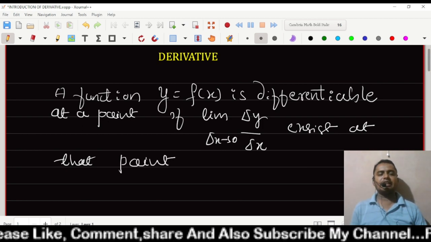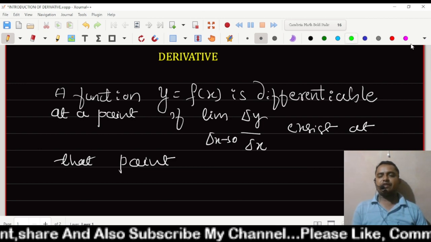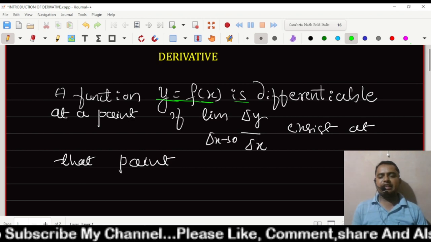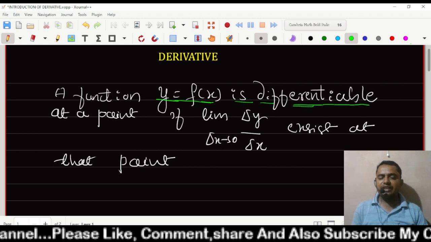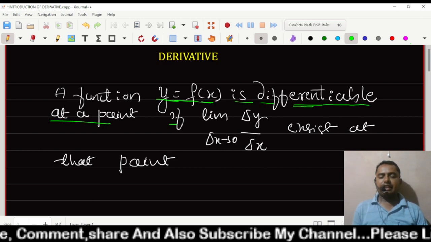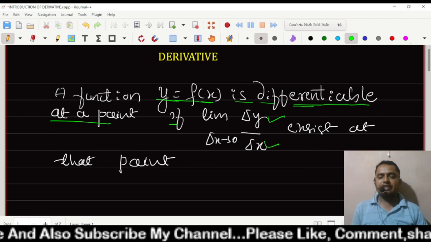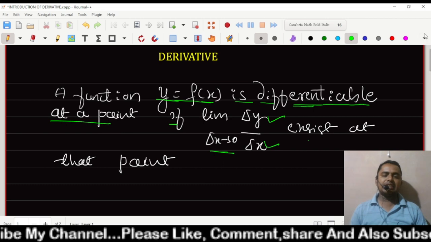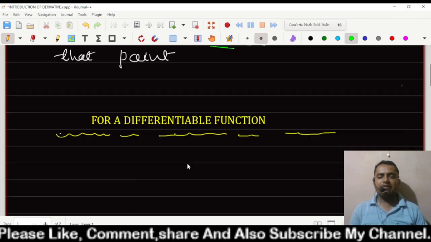So once again, listen carefully. A function y is equal to f of x is differentiable at a point if the limit of delta y by delta x as delta x tends to 0 exists at that given point. Then we can say the function is said to be derivable or differentiable.